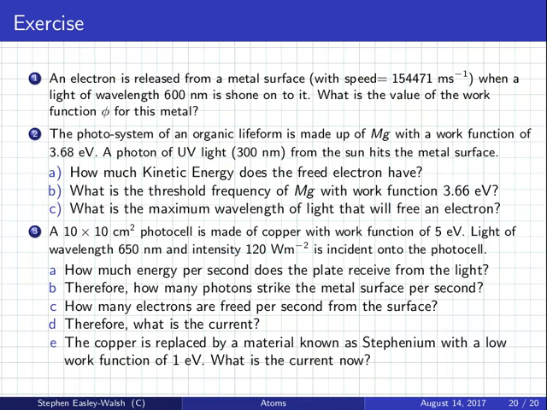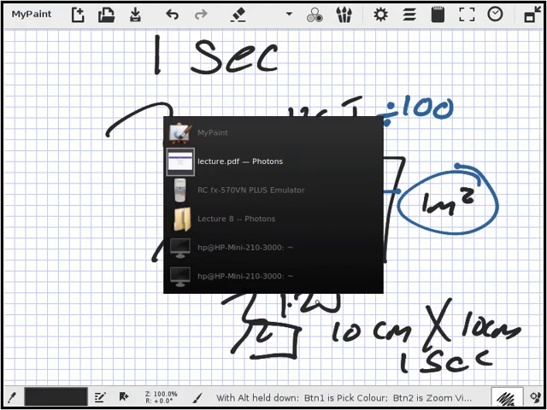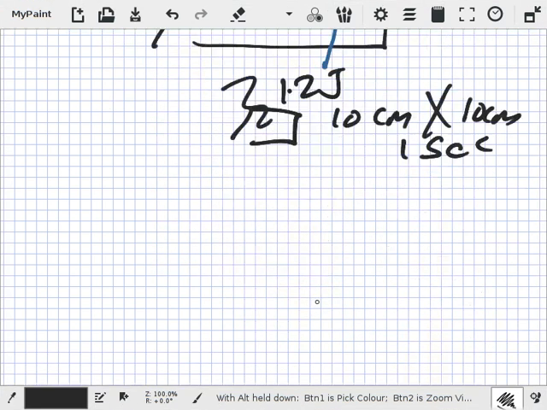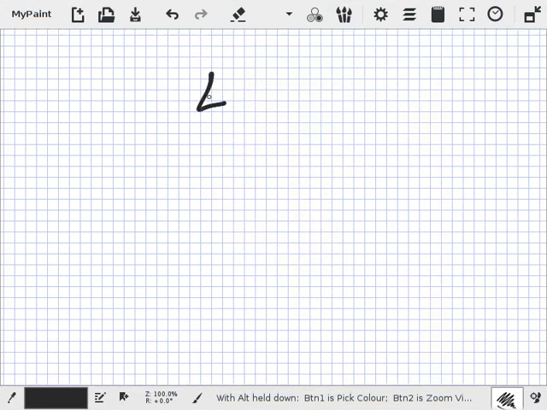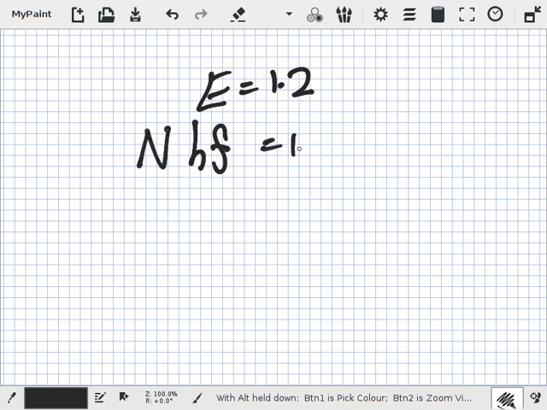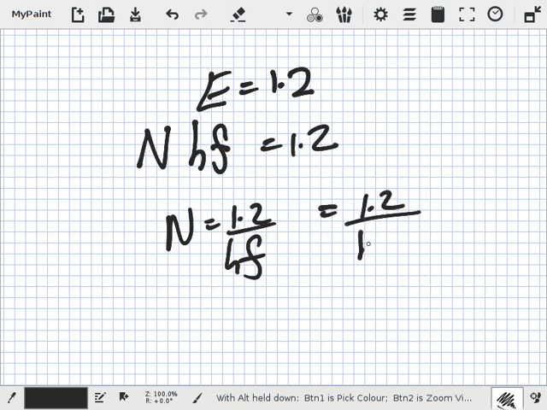Therefore, how many photons strike the metal surface per second? Okay, so you have the energy equals 1.2. What's the formula for the energy of a photon? HF. But that's for one photon, so for many photons it's this. So N is 1.2 over HF. Do you know the F? Well, we could know it. So that's HC over lambda. Or in other words, 1.2 lambda over HC, if you want to write it like that.